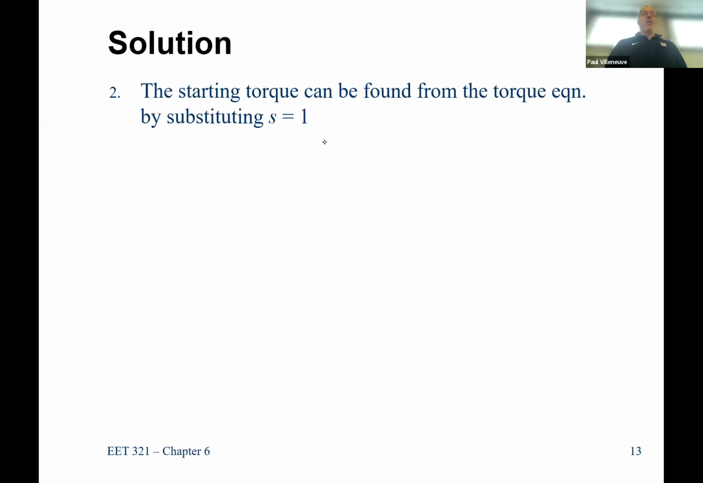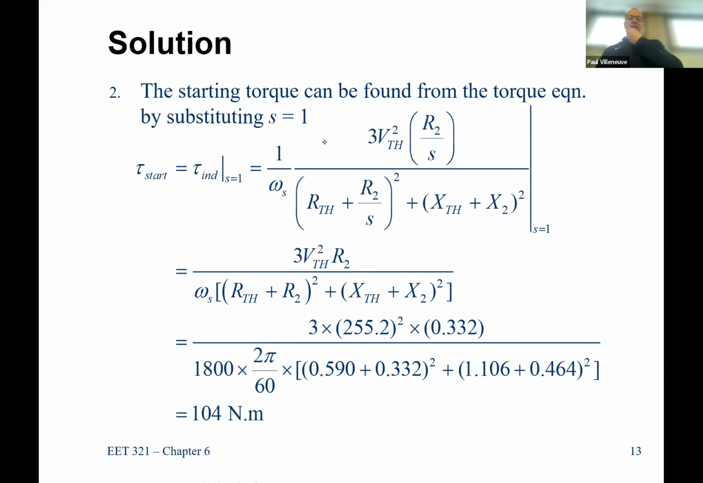Now we can find the starting torque. Remember, the starting torque means that things are not operating, so we have a slip of 1. In our equation for torque, we just let S equal 1, and we have this value over here, 104 Newton meters.